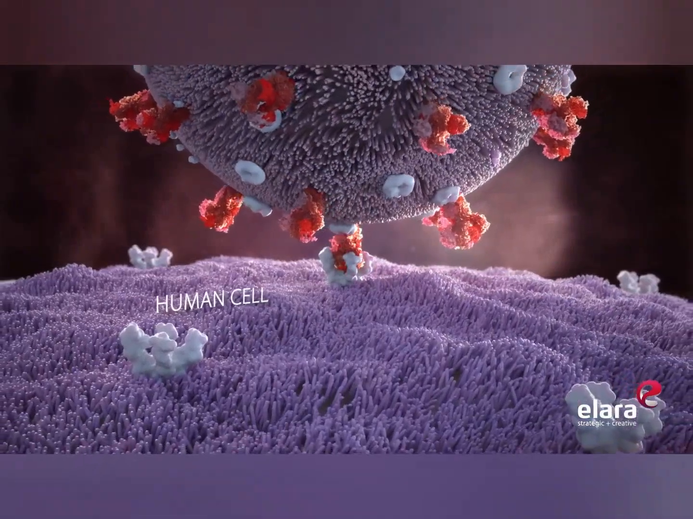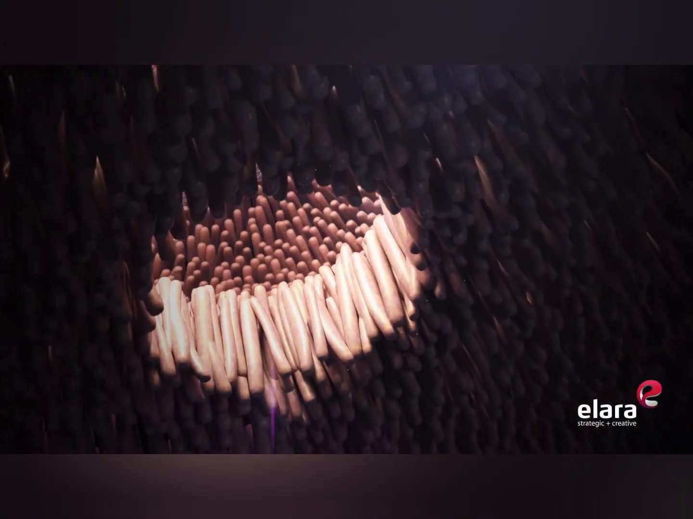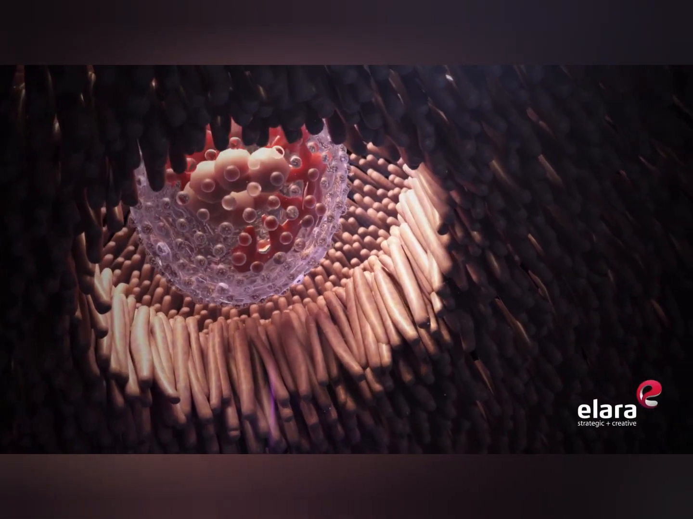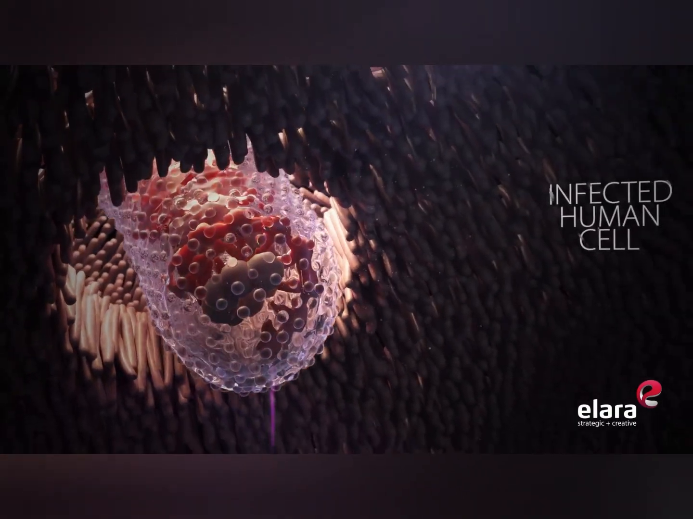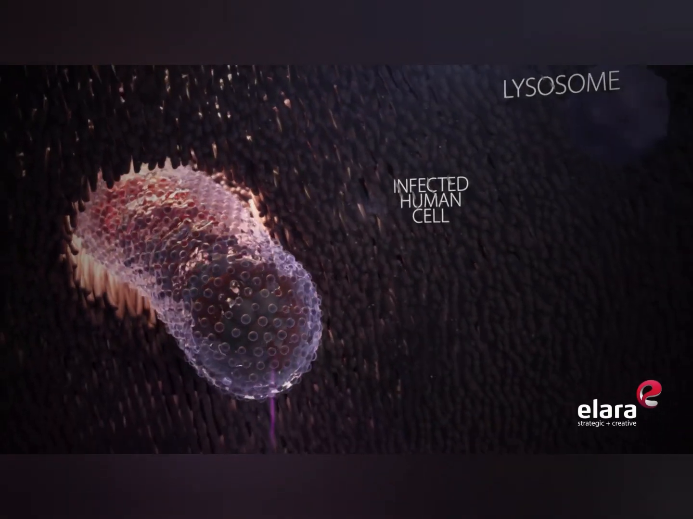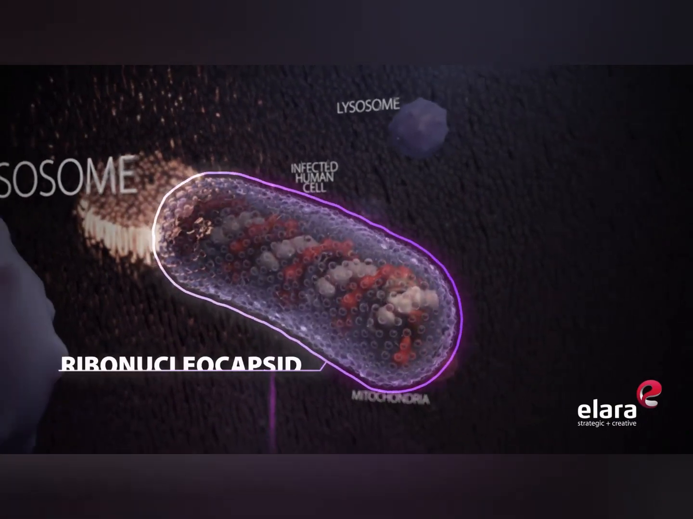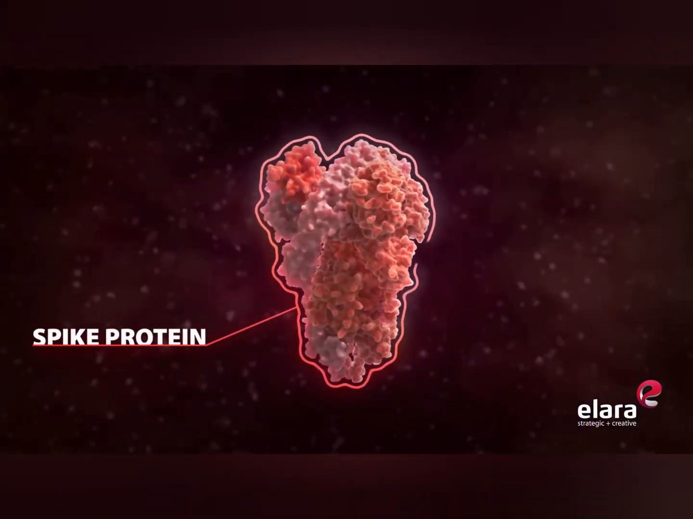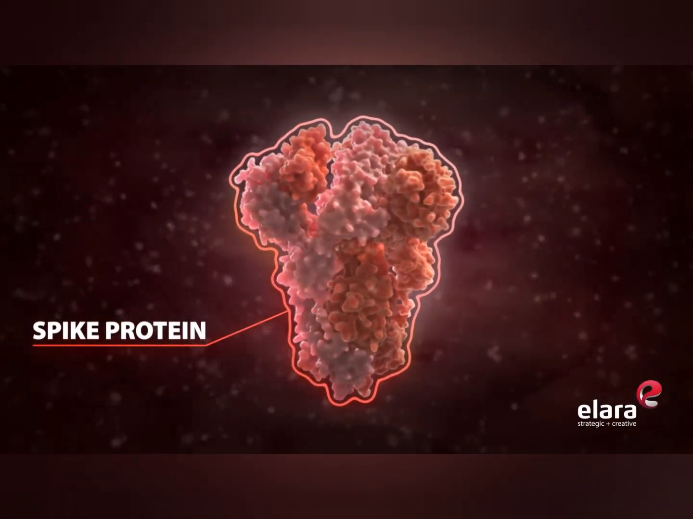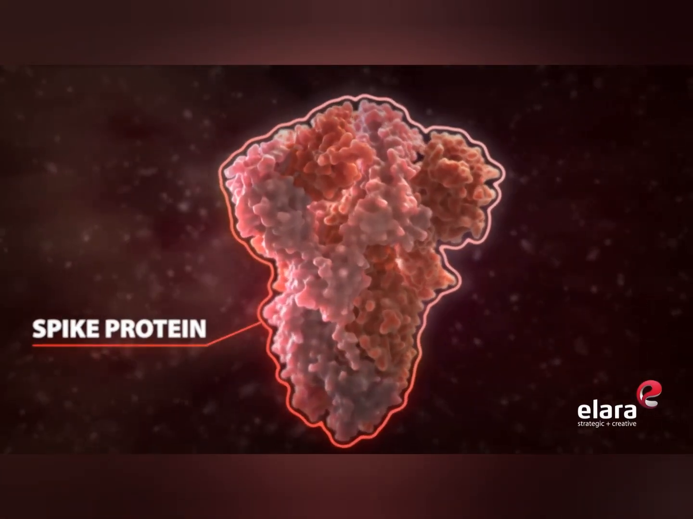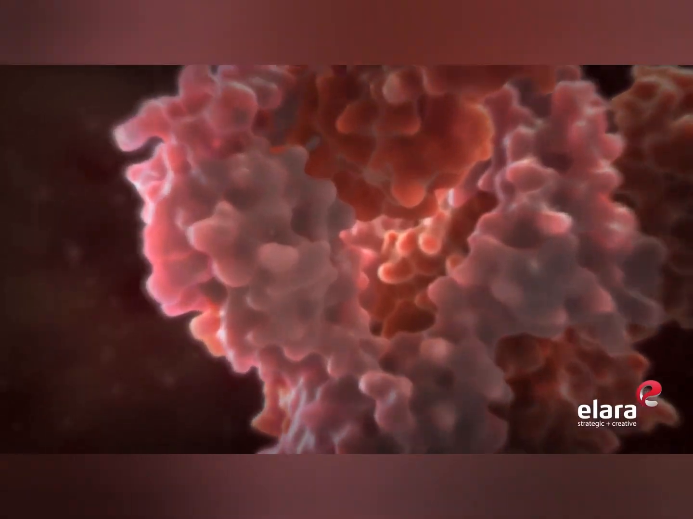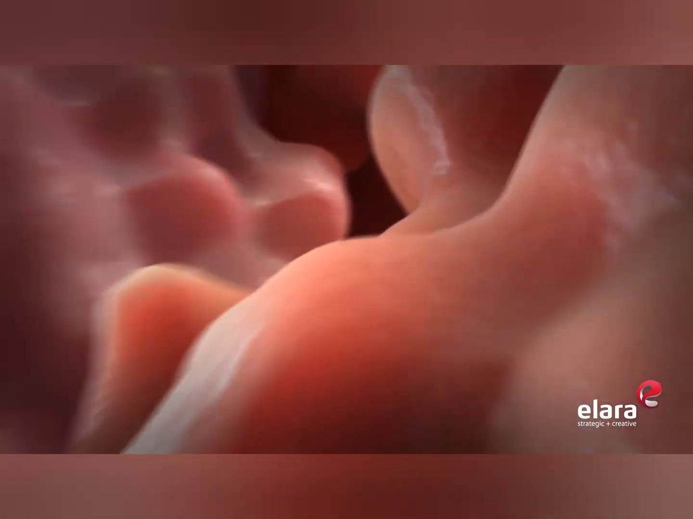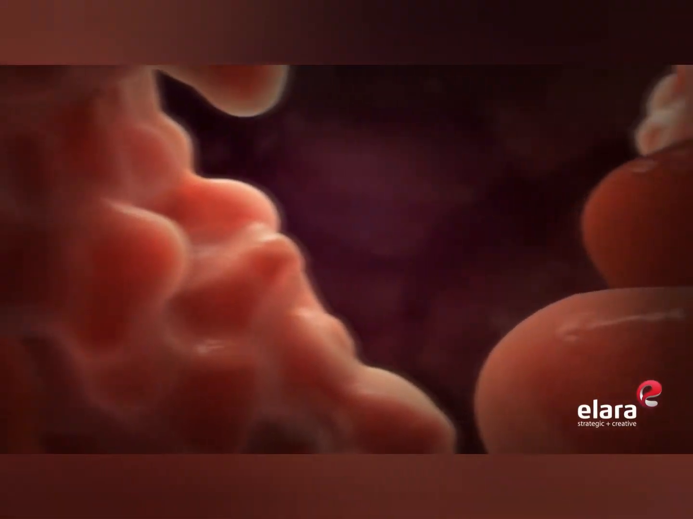The virus's spike protein binds to the receptor, then fuses with the cell surface and releases its genetic material, RNA, into the cell. Once inside, the virus replicates itself by using the cell's molecular machinery. All these stages involve various interactions between the virus protein and human protein.